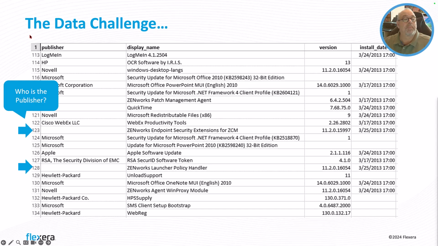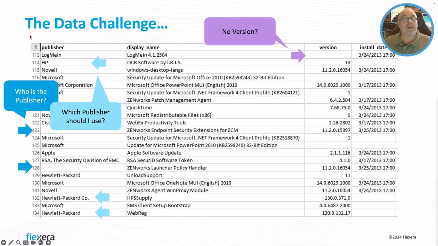Things like publisher. As you can see, the publisher is blank on a couple of records here. Or maybe the publisher name needs to be normalized. As you can see, we have 3 records with HP on them here. Things like version. As you can see, this record has no version coming in the raw data, but it is included in the display name.